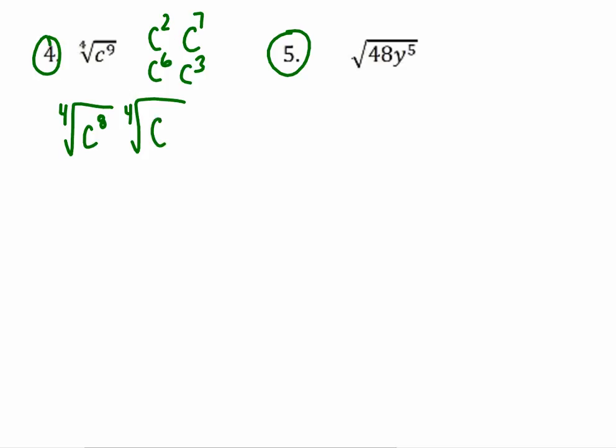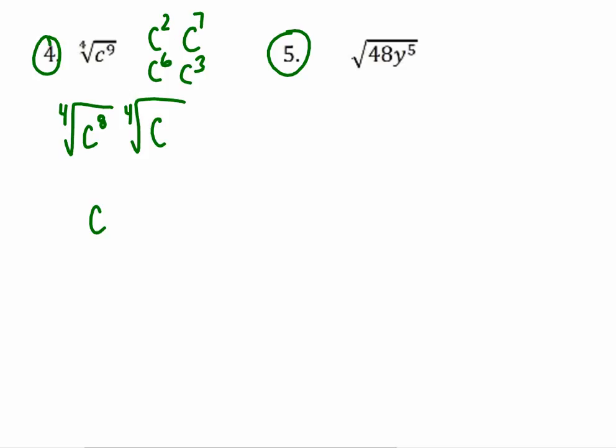Does that make sense? Remember, we add exponents when the bases are the same and we're multiplying. 8 plus 1. If you did 4 and 6, you could still pull out another c to the 4, so it wouldn't be fully simplified. We really want the largest multiple of 4, which is 8, and then 1 left over. So what does that equal? What's the 4th root of c to the 8?